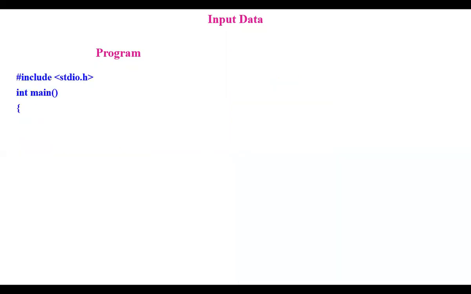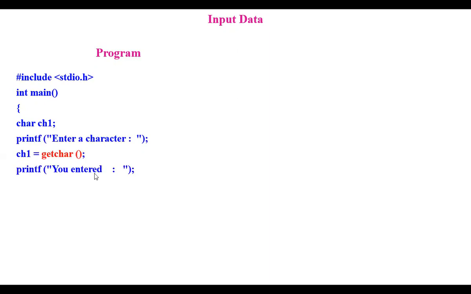Next, suppose I'm using the same ch1 as character, and getchar is equal to ch1. Earlier it was just showing a letter, that's all. But I want to display what it actually is, so you have to write something. For that I am using printf, so printf is used: you entered. Next, putchar ch1. Let us see what happens.